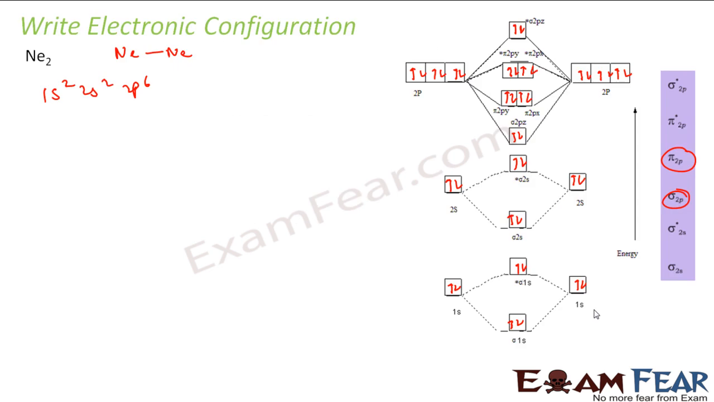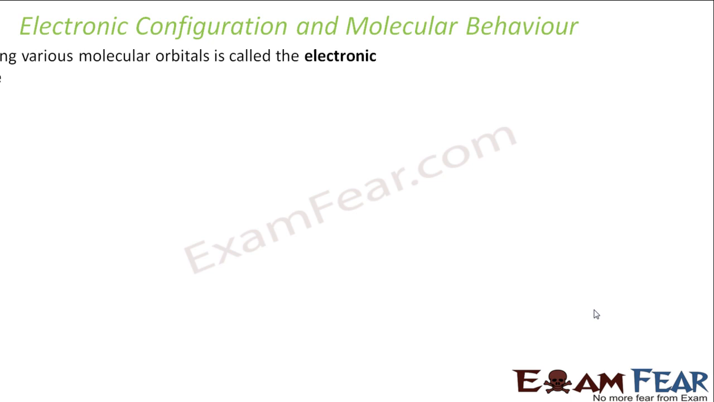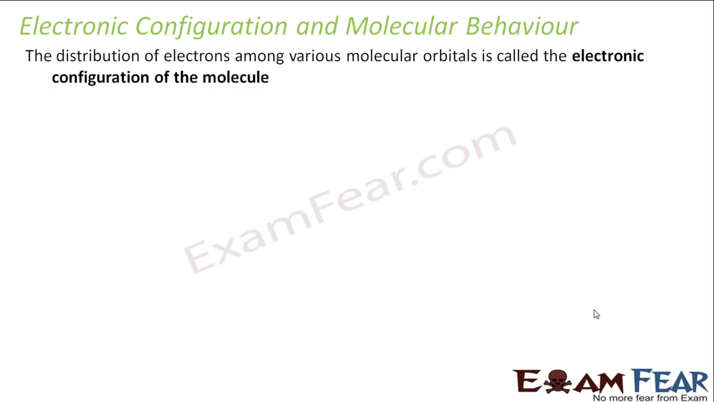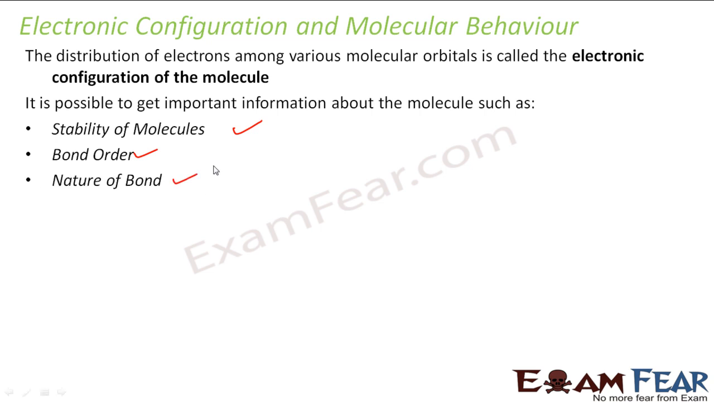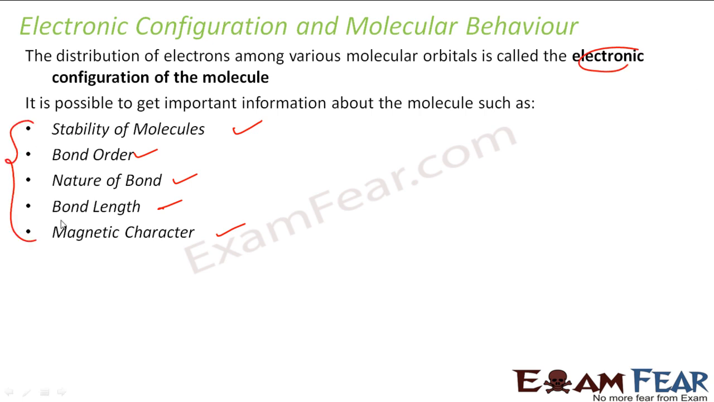Now you must be wondering, why did we do so much electronic configuration? What information are we getting from electronic configuration? So let's see this. The molecular behavior can be predicted from electronic configuration. Stability of molecules, the bond order, the nature of bond, the bond length, magnetic character, all these things we can find using electronic configuration. We'll explain this one by one. All these things we can find if you know the electronic configuration of a molecule.